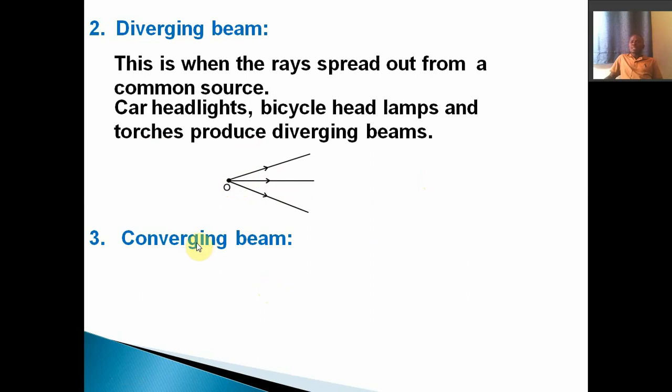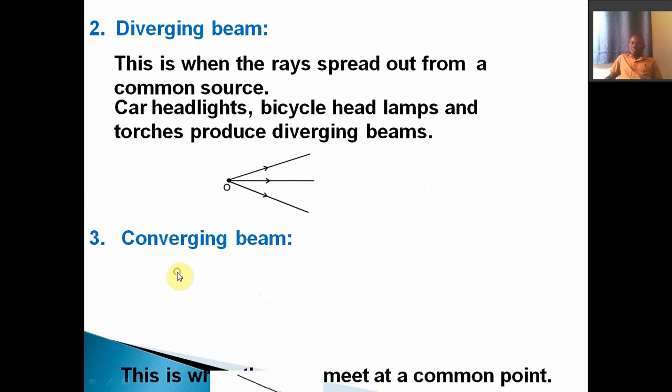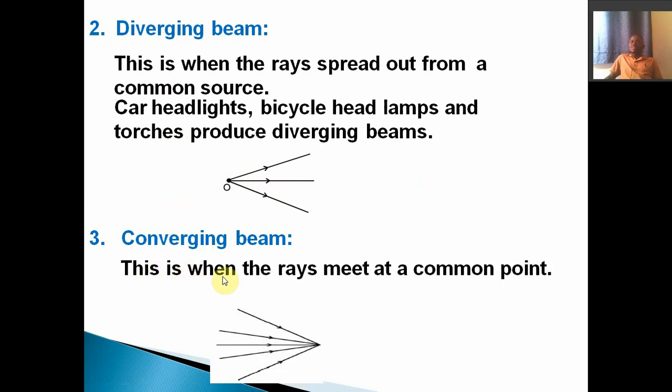Now let's also look at the converging beam. In fact, the opposite of diverging is converging, so this is easier for us to understand. This is when the rays meet at a common point. You can see that the rays are coming from different directions, but they are coming to meet here.